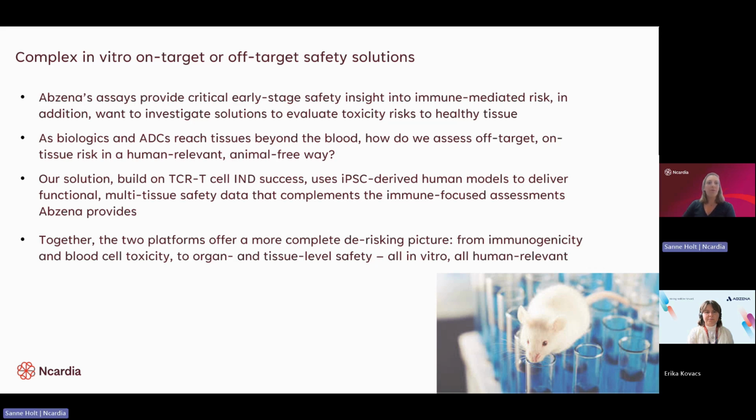Together, the two platforms offer a more complete de-risking picture, ranging all the way from immunogenicity and blood cell toxicity to organ and tissue level safety, all in vitro and all very human relevant.